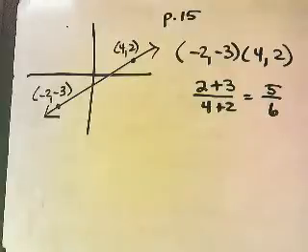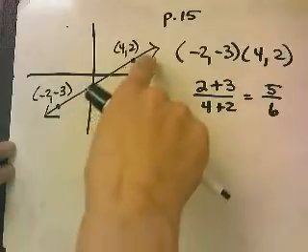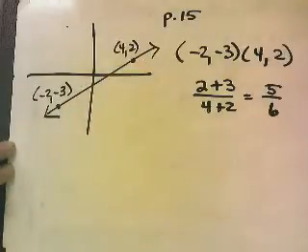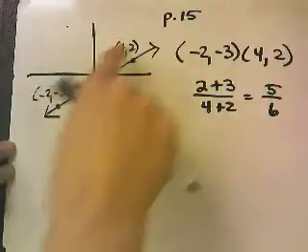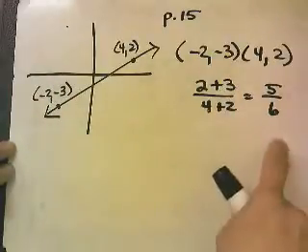Now, if you look at page 15 in your packets, you will see in example 3 an equation in point slope. Well, they give you a graph, and they'd like you to write the equation of this line in point slope form. So there's 2 points that they clearly identify on this line. From those 2 points, I find the slope.